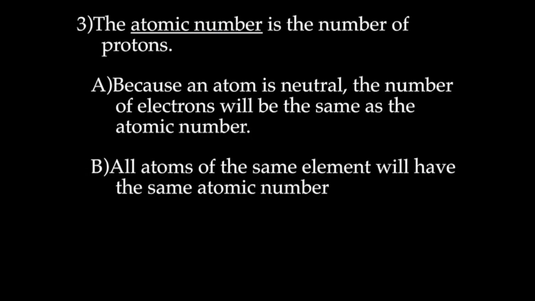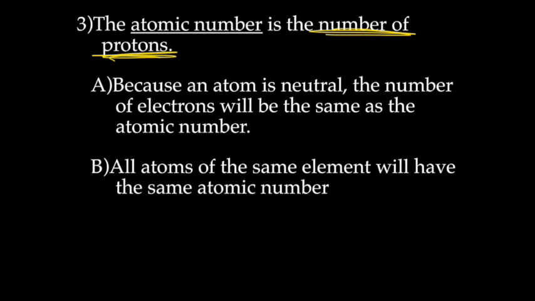So we have this thing called the atomic number. The definition of the atomic number, and this is hugely important here, is the number of protons. Now, because an atom is neutral, the number of electrons will also be the same as the atomic number. However, the actual definition of the atomic number is the number of protons. And next unit we'll talk about why that's important. But one more time, the atomic number is the number of protons.